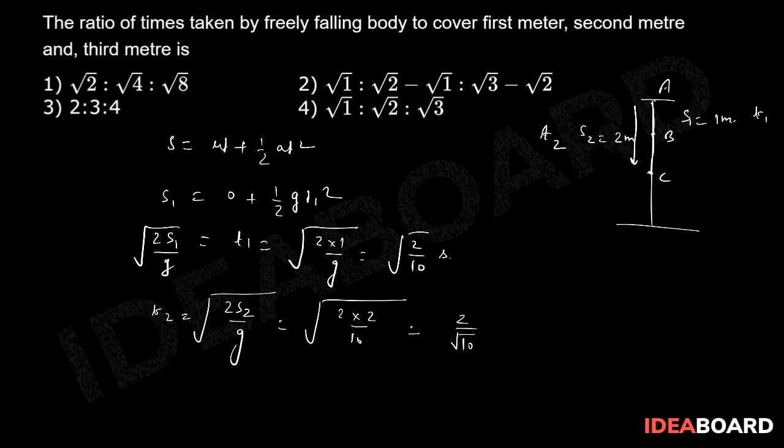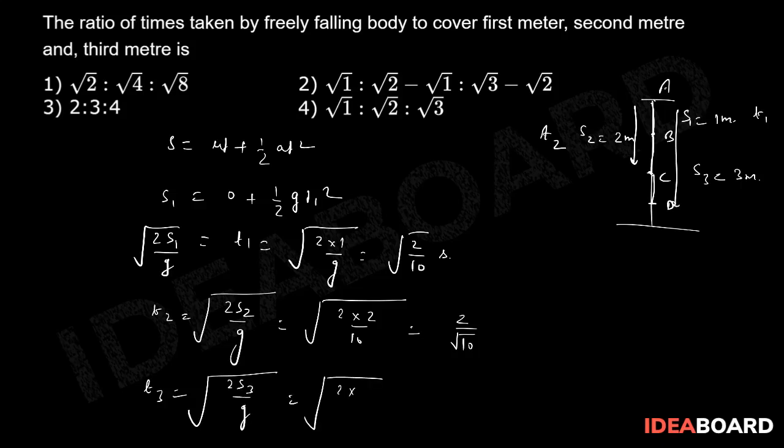And then let's say further it goes to point D. So the total distance S3 is going to be how much? 3 meter. So this time we can write T3 is equal to root of 2 S3 by g, which is root of 2 into 3 by 10, which is root 6 by 10. This is in seconds.